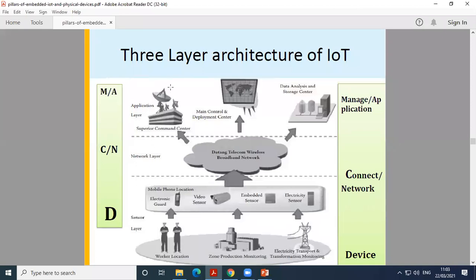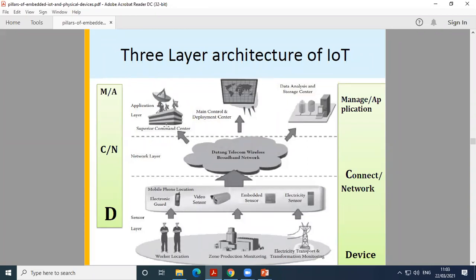Here you can see that we have three layers: sensor layer, network layer, and application layer. In the application layer, we have the front end applications, or access to the application, which we manage at the application layer. Here you can see the application development center, a centralized control center where we develop the application. Then there is the data storage and analysis center, or data processing center.